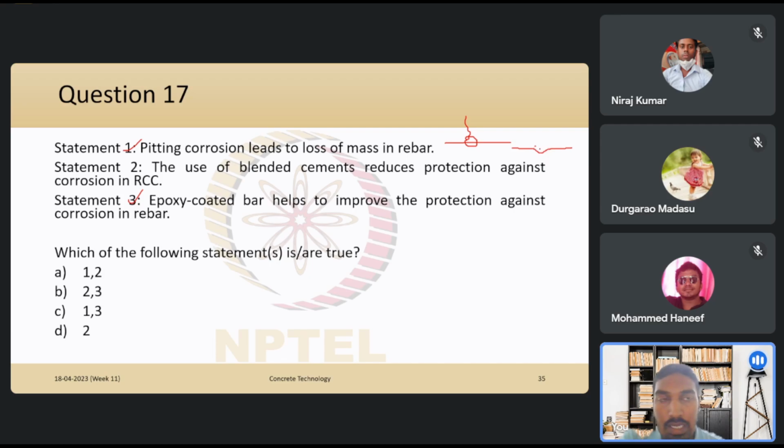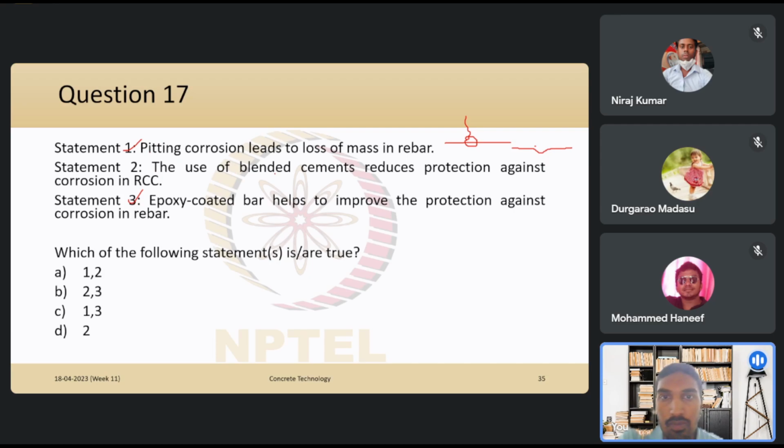You can see that the attack has corroded the rebar in a particular region. So that will lead to loss of rebar. The material that was present in this region is now corroded, and because of that, you will have a loss of mass happening. Therefore, pitting corrosion is leading to this loss of mass. So that is a correct statement.